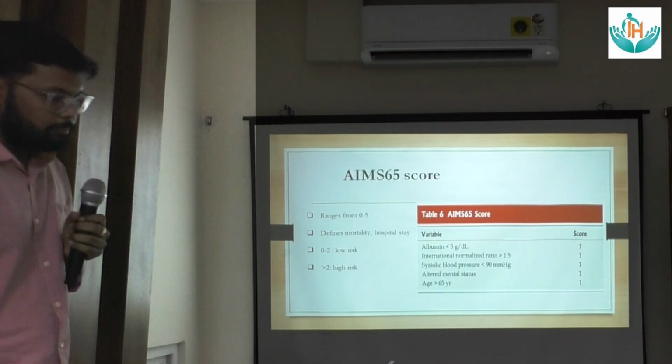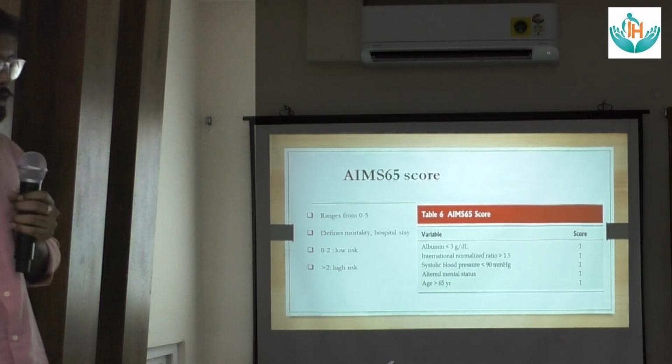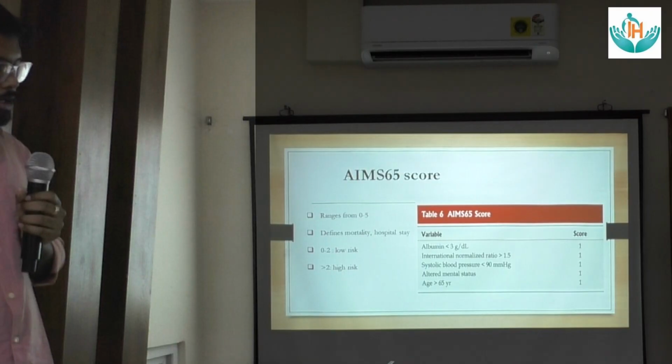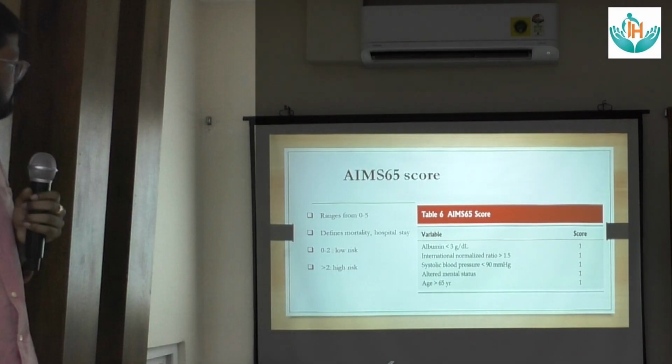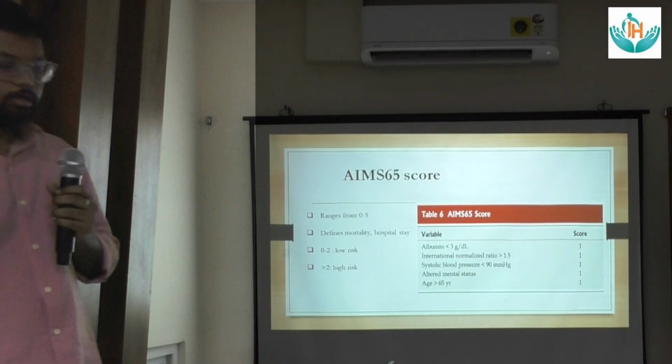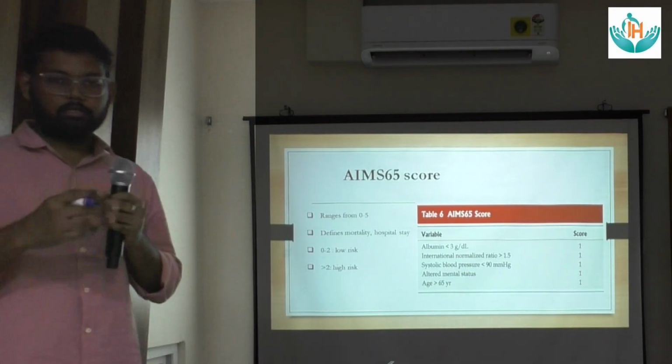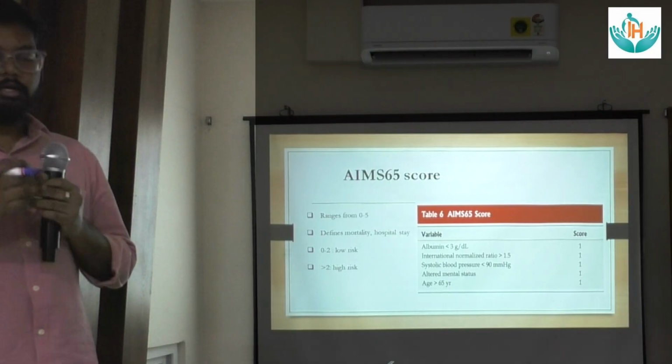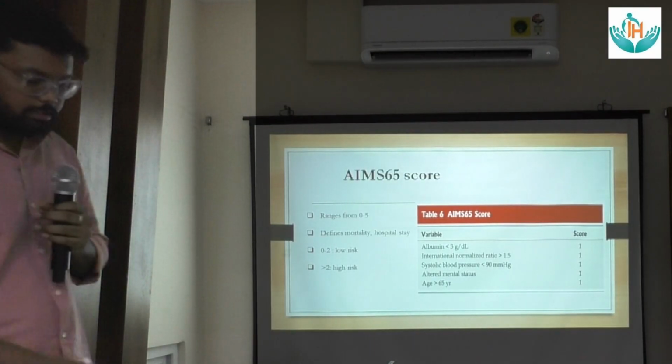Another score is the AIMS65 score: A for albumin, I for INR, M for altered mentation, S for systolic blood pressure, and 65 is age. If the score is up to 2, he is low risk; more than 2 is high risk. By calculating this score, we can tell the risk of mortality to the patient.